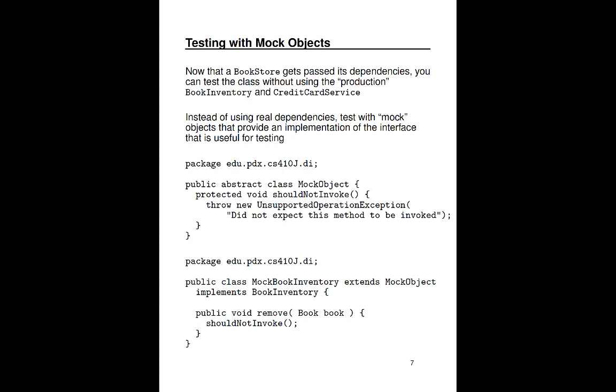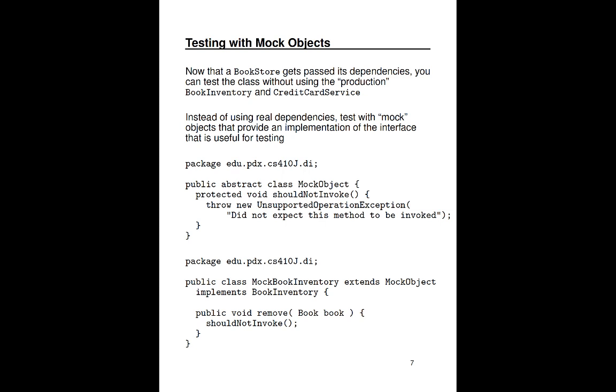So how might one implement these so-called mock objects for mocking out the behavior of book inventory and credit card service? Well, when it comes to testing your code, you want to be really clear about your expectations. And so oftentimes, if there's a method that's called that you don't expect to be called, you want to know about it. You want your test to fail because you're surprised by it. So an important part of mocking objects is throwing exceptions on things that shouldn't be invoked. So we have a superclass of our mock objects called mockObject, and it has one method. It's called shouldNotInvoke, and it's protected, and all it does is throw an exception. And we'll use this shouldNotInvoke method in our implementations of our mock interfaces.